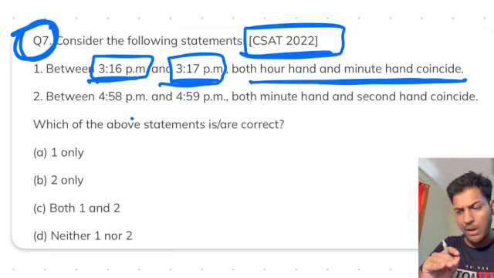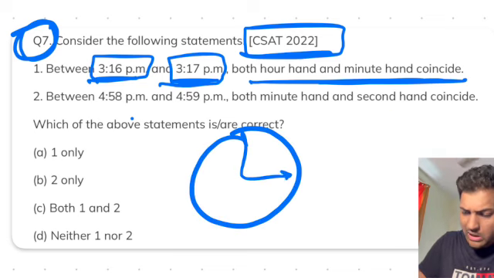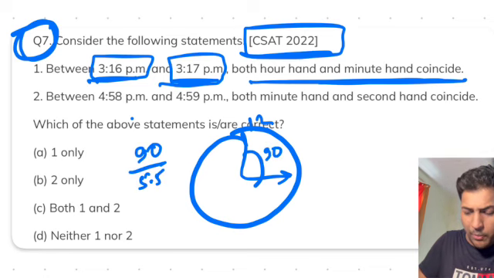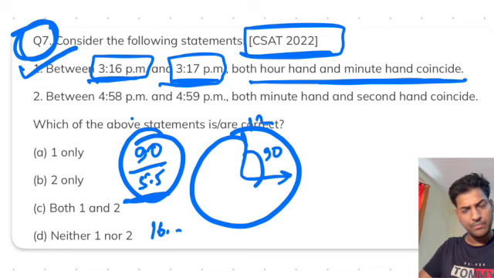Don't take much time, my students. At 3, what is the case? If you see at 3, it is like this. How behind is the minute hand? 90 degrees. So time taken will be 90 by 5.5. 90 by 5.5 will be how much? You can see it will be something like 16 point something. So that means this is correct.